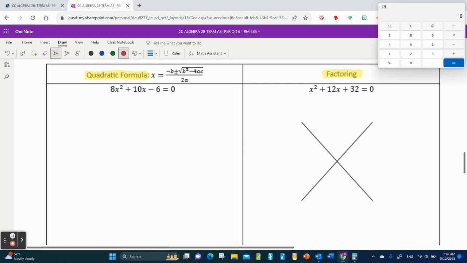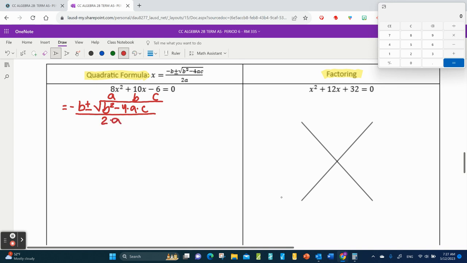But before I write it out, I have to identify which pieces are going to be labeled as A, B, and C. So for that, I start with the fact that I know that this is going to be A, this is going to be B, and this is going to be C. Now I write my formula, and so my formula says that this is negative B plus or minus the square root of B squared minus 4 times A times C all over 2 times A.